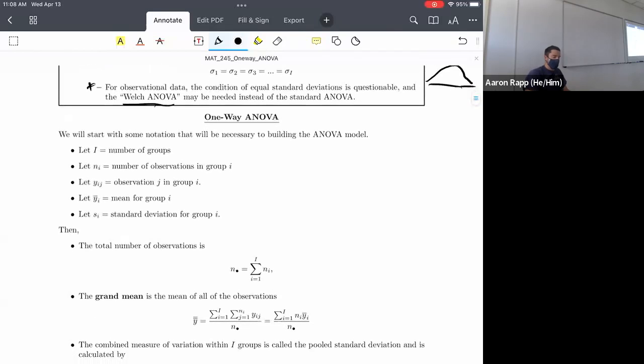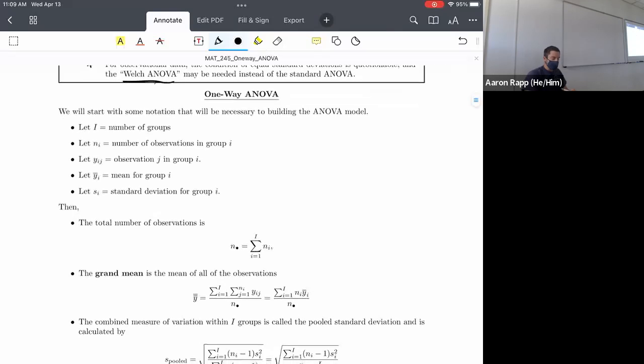So we're going to start with what is called one-way ANOVA, and then probably on Monday we'll pick up two-way ANOVA very quickly. All the difference is you add in a different group, so you can add in an extra group instead of just one. But we're still going to have I different populations. So with one-way ANOVA, we're going to start doing some notation that is going to be necessary. This is definitely going to be a notation-heavy day.